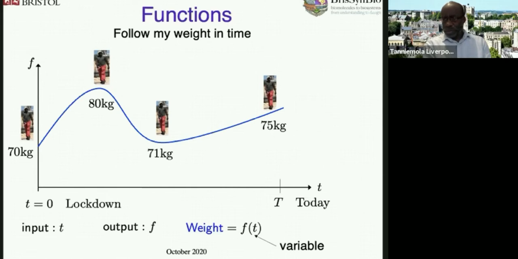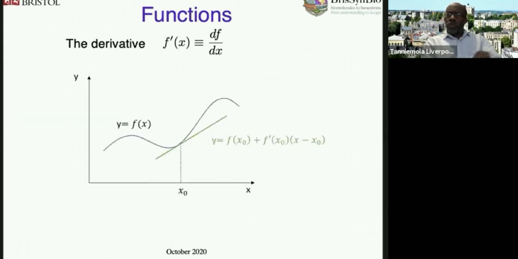So the time t, we can call a variable. And I can show my weight as a function of time by some curve whose height above an axis, which is measuring time, measures my weight. So higher weight has higher height. So let's look at functions in a bit more detail.